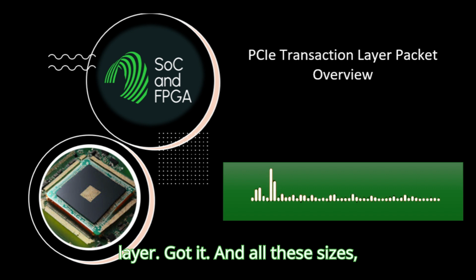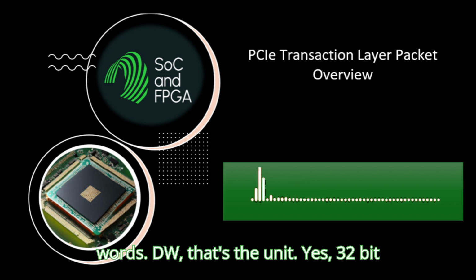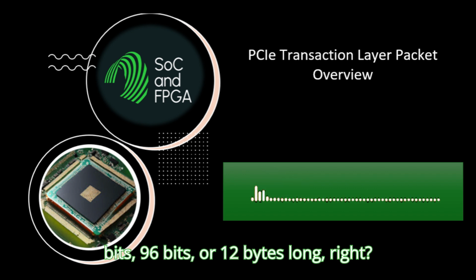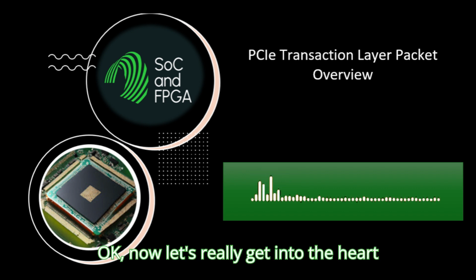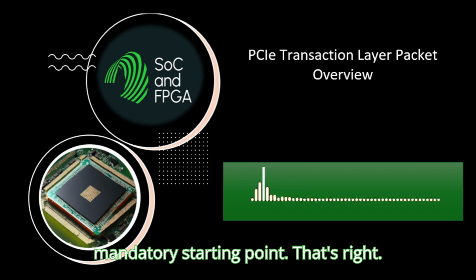Got it. And all these sizes and structures are measured in double words, DW. That's the unit, yes. 32-bit chunks. So a 3DW header is 3 times 32 bits, 96 bits, or 12 bytes long. Right. Okay. Now let's really get into the heart of it. That standard TLP header, the mandatory starting point.